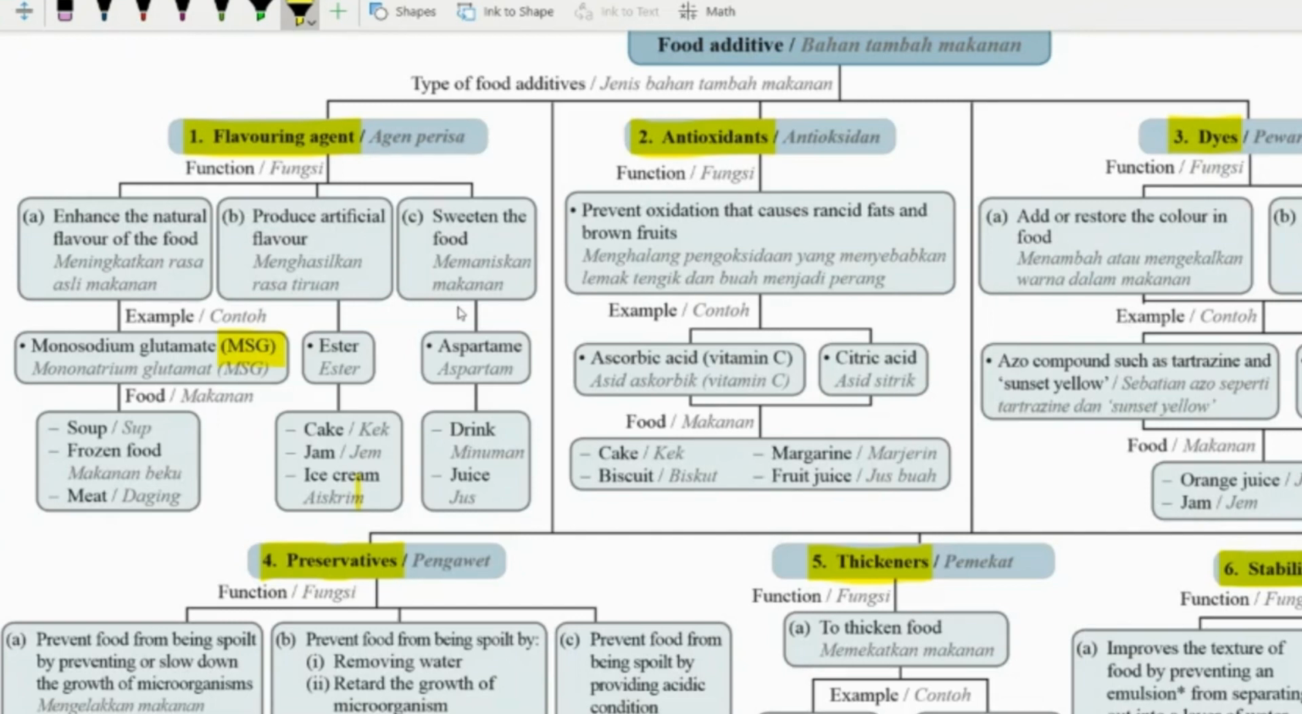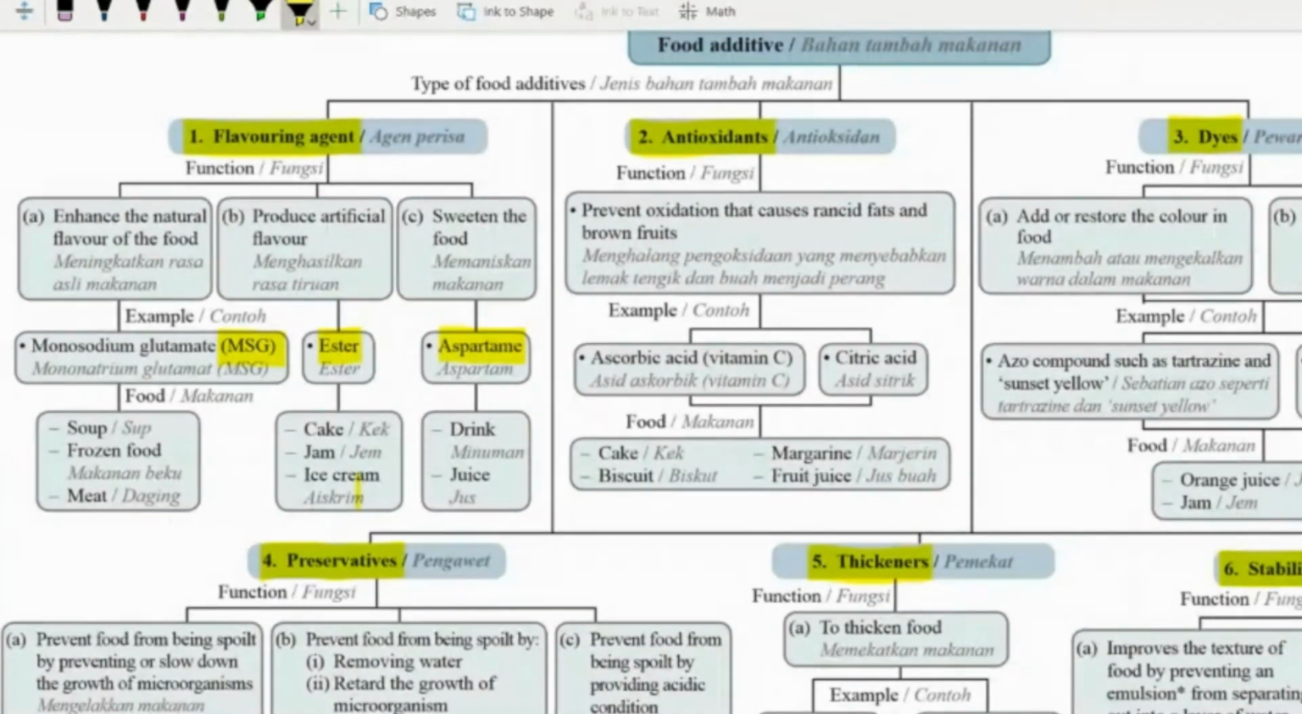Then next, just now I mentioned the ester, food flavoring for cake, jam, ice cream. Sometimes during the production, they're not putting in the real one. They will just use the essence, the flavor only. And then they sweeten the food with aspartame. If you see this one, you know it is under flavoring, actually to sweeten the food, in drinks and juice.